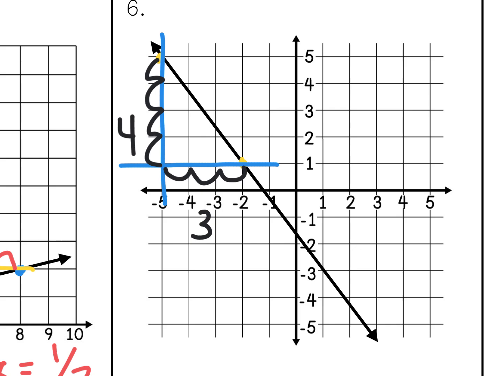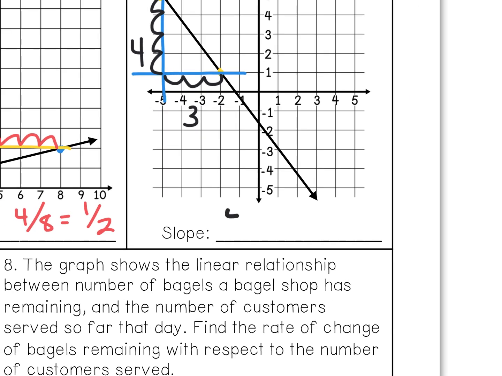So what's the rise over run? 4 over 3, but this is negative. Okay. Why is it negative? Because the whole line is decreasing. It's going down, going down.